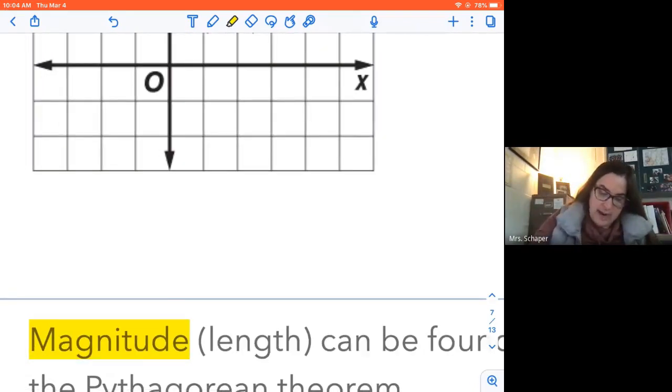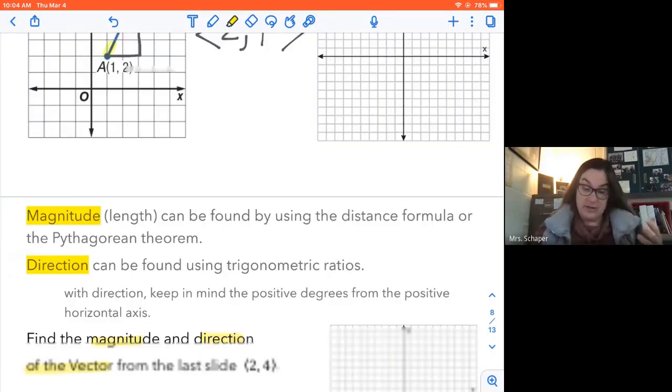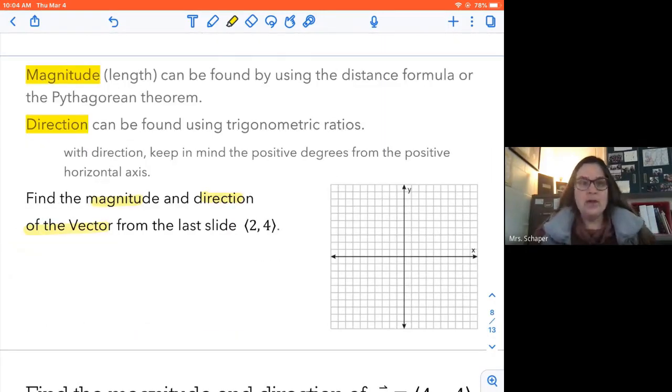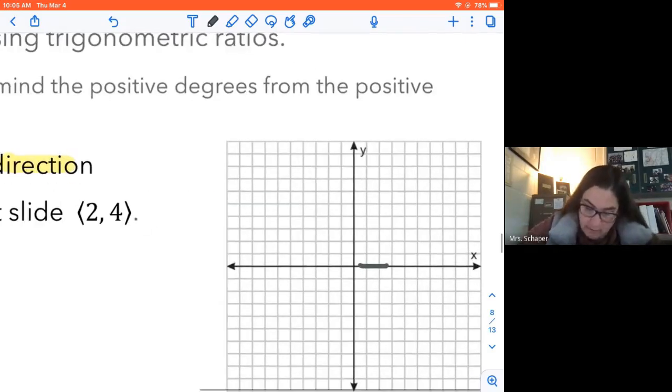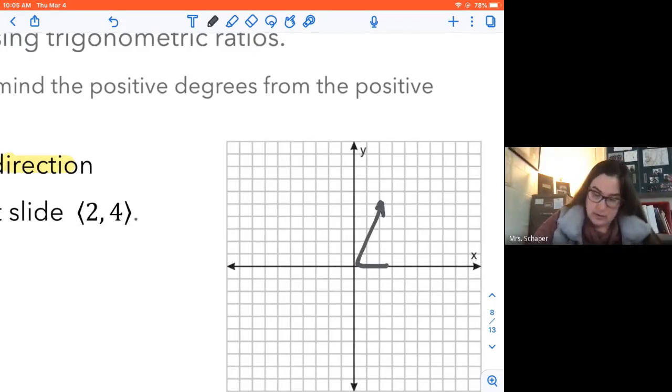So the magnitude is simply the length. How do I find the magnitude? Well, it tells me <2, 4> is the vector. So I'm going to go over 2 and I'm going to go up 4. So this is my vector.